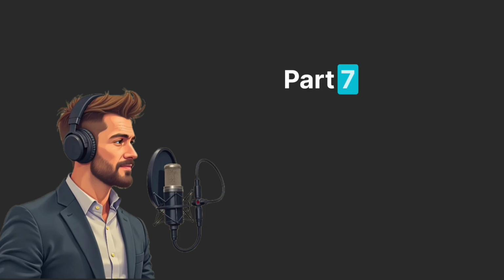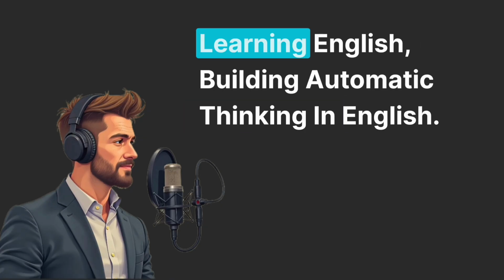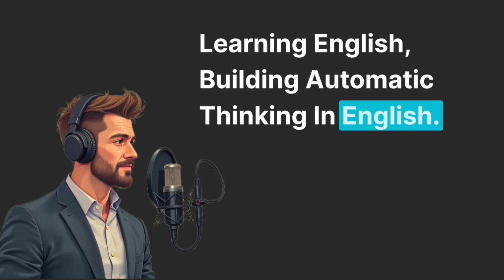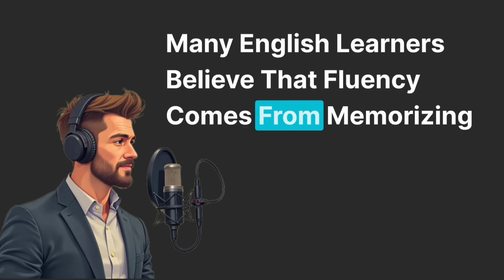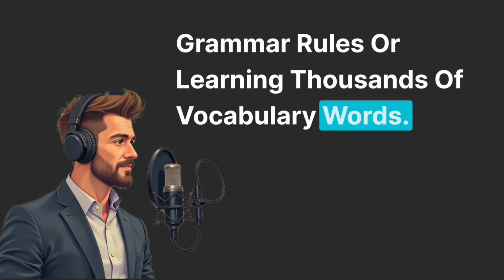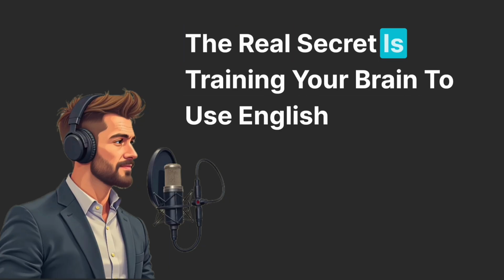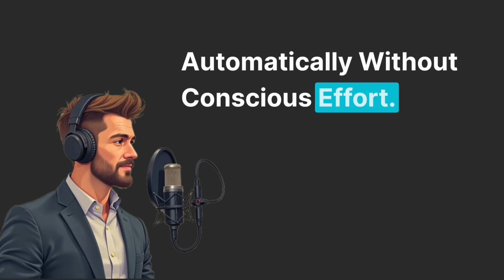Part 7. Now let's talk about something very important in the journey of learning English: building automatic thinking in English. Many English learners believe that fluency comes from memorizing grammar rules or learning thousands of vocabulary words. While these things are helpful, they are not the real secret of speaking fluently. The real secret is training your brain to use English automatically without conscious effort.